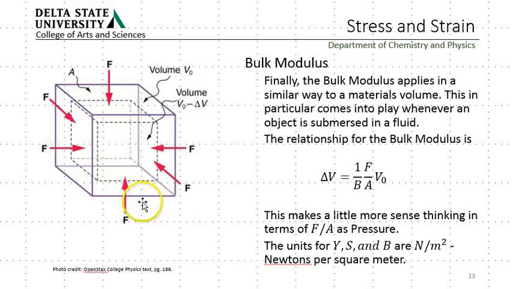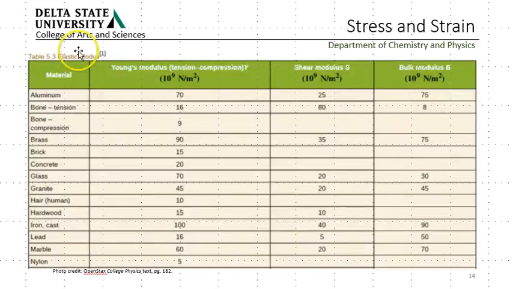Bulk modulus is, I'm now pushing inward everywhere on this surface. How much does the volume decrease? Or we're pushing outward in some way. How much does the volume increase? Again, Young's modulus, shear modulus, and bulk modulus are not things that you can know in any way other than running an experiment and finding them out that way. So we have tables of Young's modulus, shear modulus, and bulk modulus. You just go look it up.